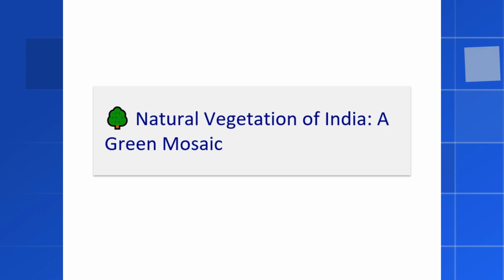Welcome, students. Today, we're going on an exciting journey to explore the natural vegetation of India. The plants and trees that grow naturally in a region are called its natural vegetation. India's diverse climate and terrain create a stunning variety of plant life. Understanding these forests is vital for appreciating our country's ecology and resources. We'll learn about the factors that determine this vegetation and the major types found across India.